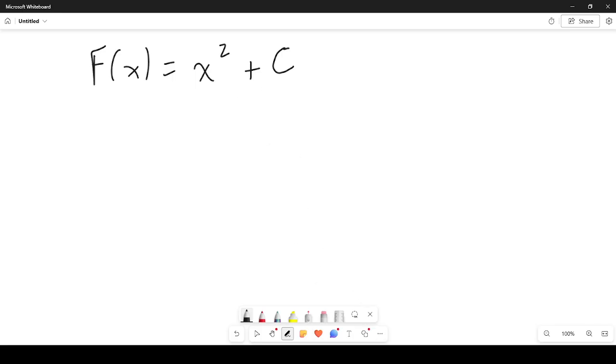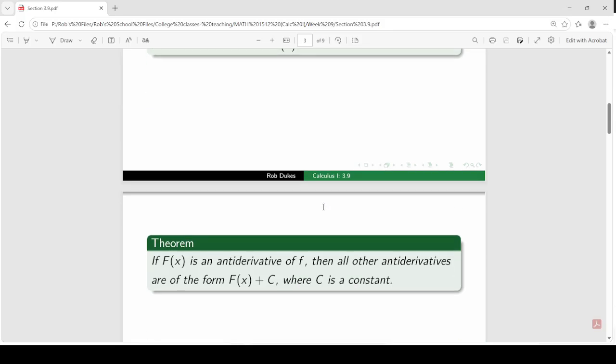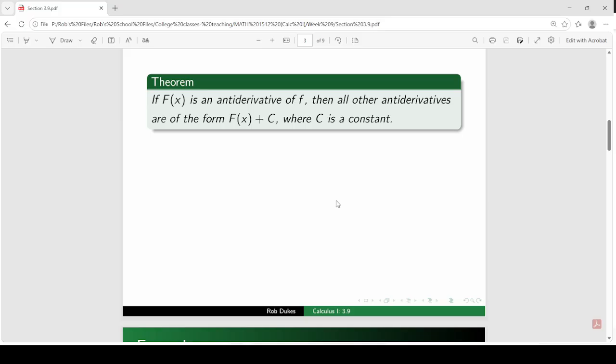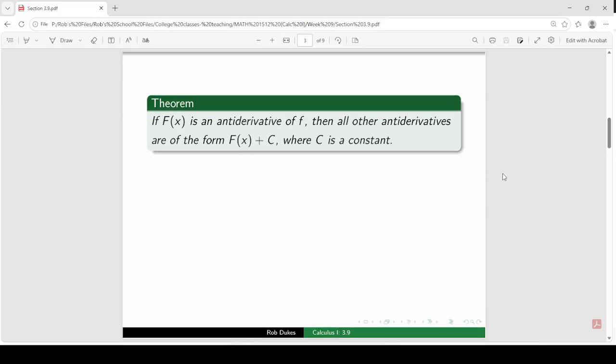Now, the question is, okay, that's nice. Is that the only way we can get an antiderivative? Is there one that's not of the form x squared plus something? Well, no. We'll state this as a theorem. If capital F of x is an antiderivative, then if there's any other antiderivative, it can be written in the form F of x plus C, where C is a constant.